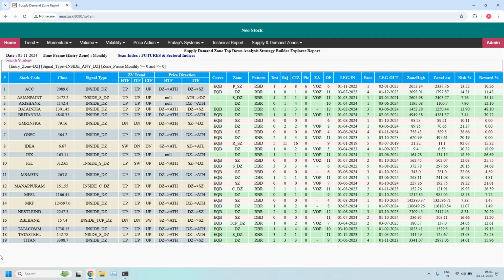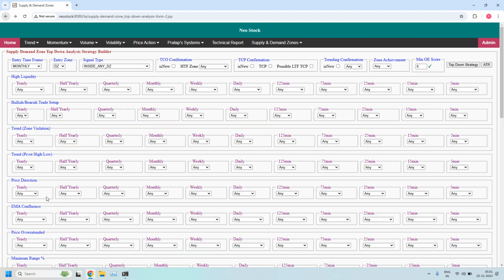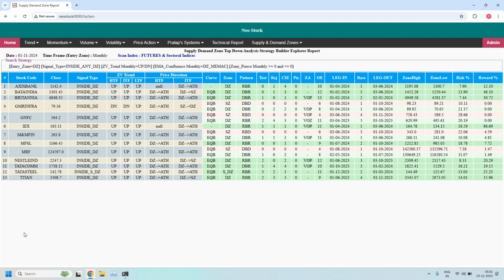Let's verify high probability monthly demand zones based on the monthly EMA Confluence. So I am adding monthly EMA Confluence. Monthly demand zones are having monthly EMA Confluence because currently prices are closed inside monthly demand zone. But EMA Confluence trend should not be sideways. So that's why in the zone violation trend at monthly time frame, I am selecting up or down trend. Now we got 13 stocks.